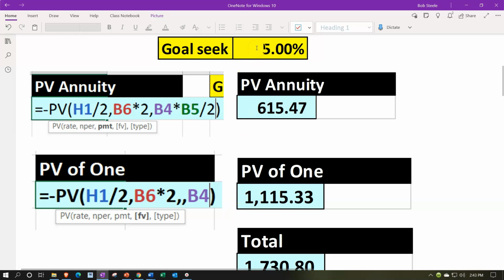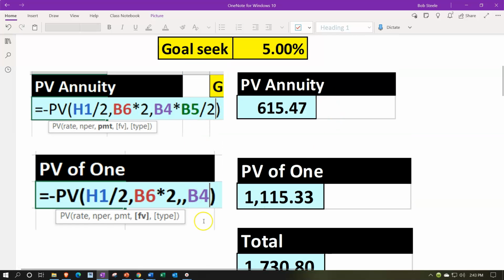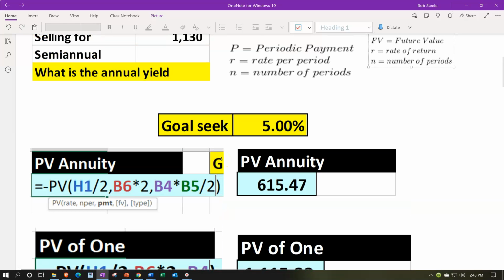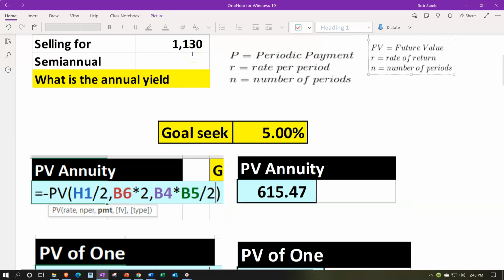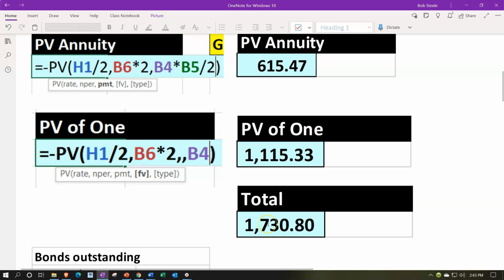That then gets us to the 1,115.33 if we assume the rate at the 5% for the market rate. Adding the 615.47 to the 1,115.33, we get the 1,730.80. Now, all this is linked together. If we have this all linked together, then we could say, okay, I know that end result needs to be 1,130. I would like to change this rate until we get this end result to be what it needs to be.